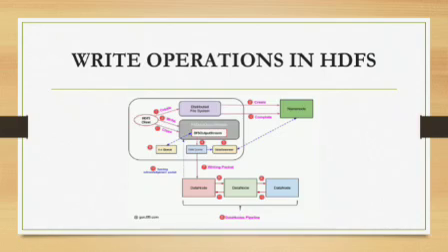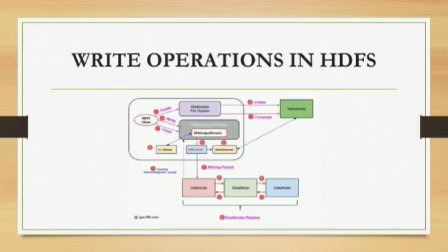Once acknowledgement for a packet in the queue is received from all the data nodes in the pipeline, it is removed from the ACK queue. In the event of any data node failure, packets from this queue are used to regenerate the operation.